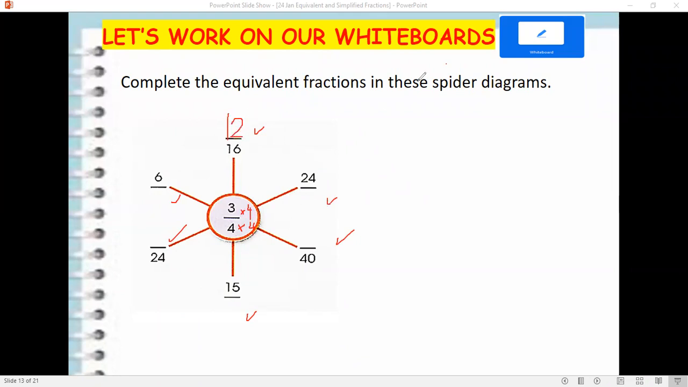How about here? We will multiply again the numerator because 24 is given. What did we multiply in 3 to give us 24? Or you can say 24 divided by 3. So it is 8. So 4 times 8 is 32.